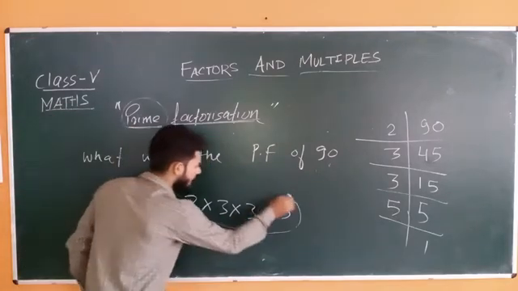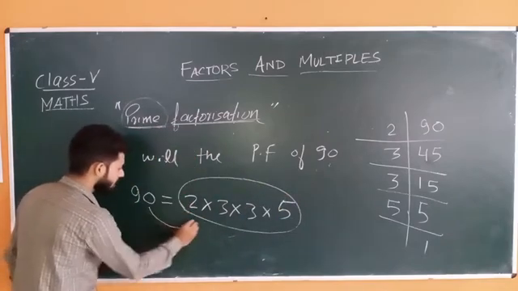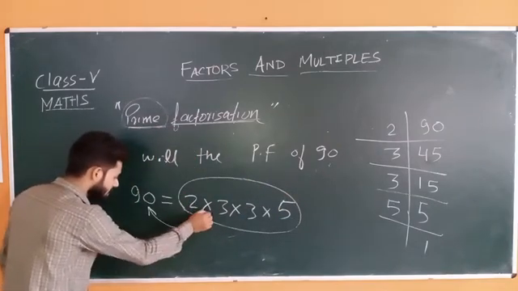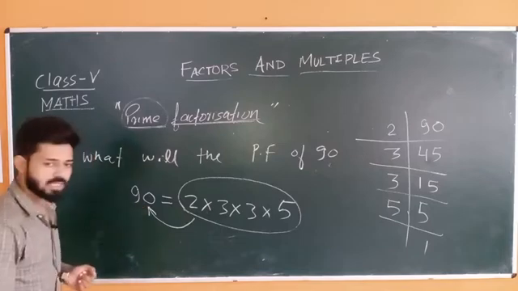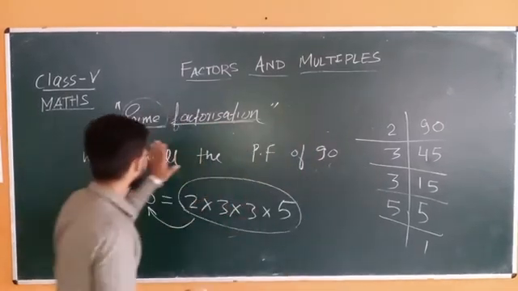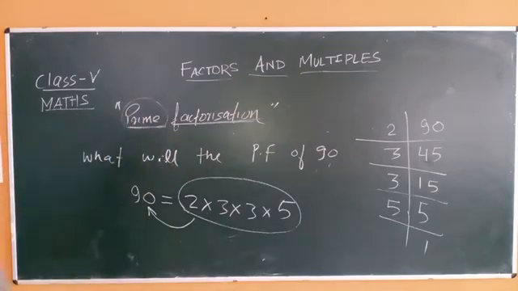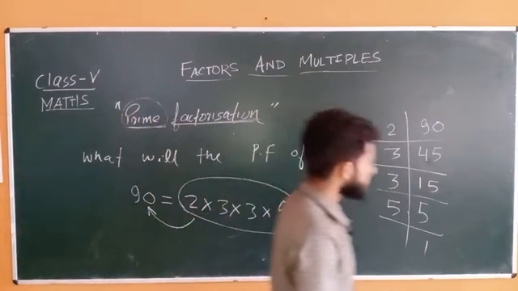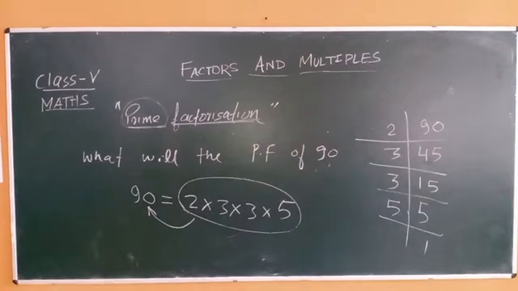This is the prime factorization of 90. So I hope this is the process of how to find the prime factorization of any number, and that it is clear to each and everyone. Try to solve many examples. On the basis of this you can easily get the concept.